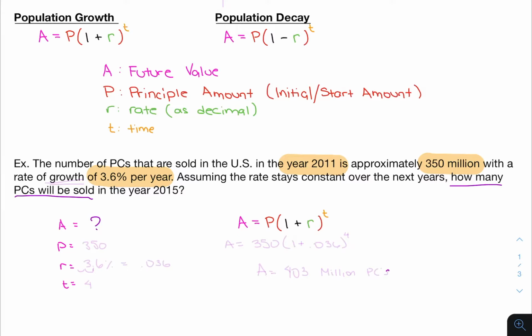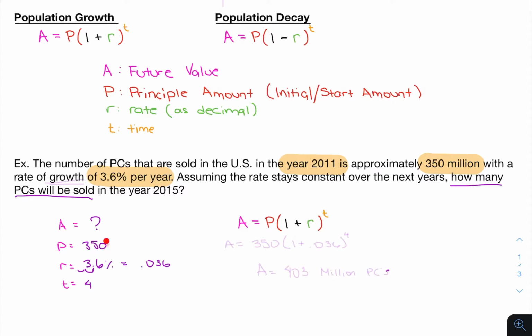But our principal, our starting initial value, is 350. So we can write that down. Our rate is 3.6%. If we want to turn this into a decimal, remember that we move the decimal 2 spaces to the left. So that's 0.036 as a decimal. And our time: how many years is it from 2011 to 2015? That's just 4 years.